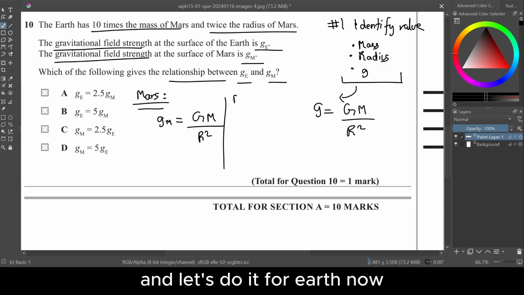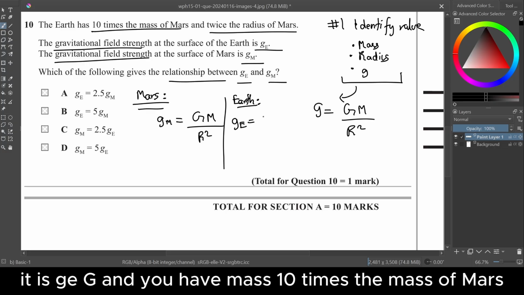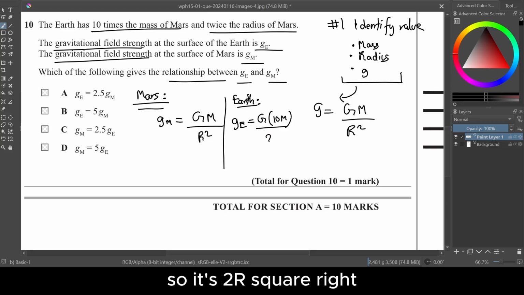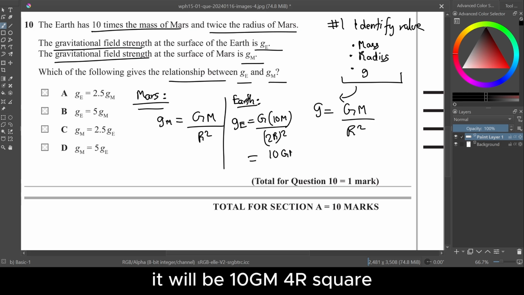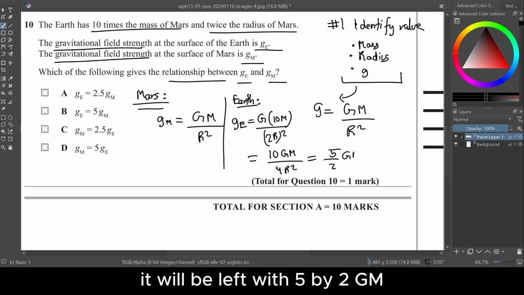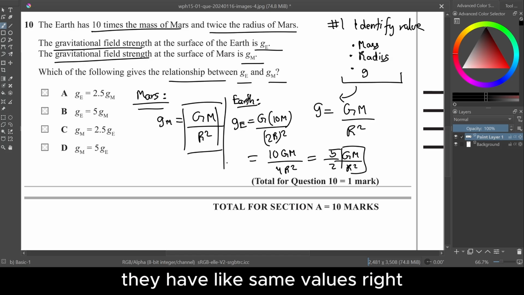And let's do it for Earth now. So for Earth, it is Ge, and you have mass 10 times the mass of Mars, so it's 10M, and you have radius twice the radius, so it's (2r) squared. If you write it properly, it will be 10GM by 4r squared. Now if you just divide them, it will be left with 5 by 2 GM by r squared.